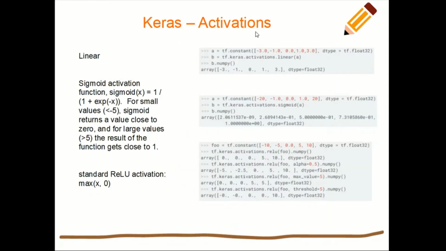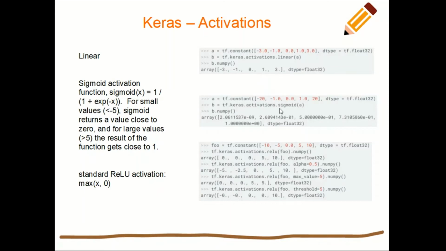There are a few more activations. So the linear activation we talked about. We'll take some specific examples here. So let's say this is the input vector, input tensor: -3 to 3 and a couple of values in between. And when we are applying a linear activation to it, we get the same value. Whatever is the input, we get the same as an output.